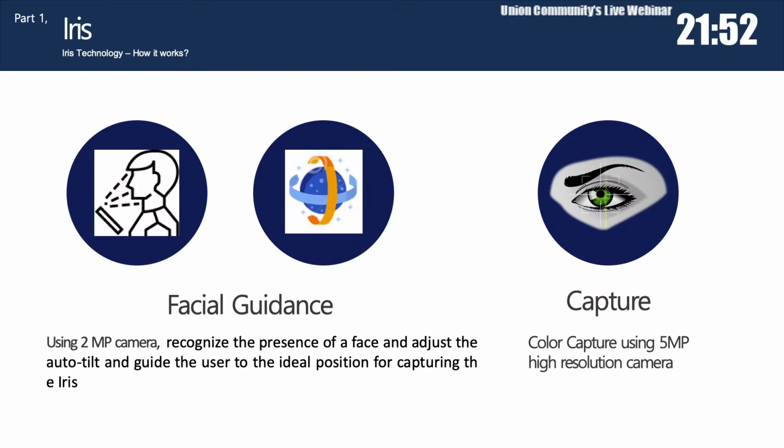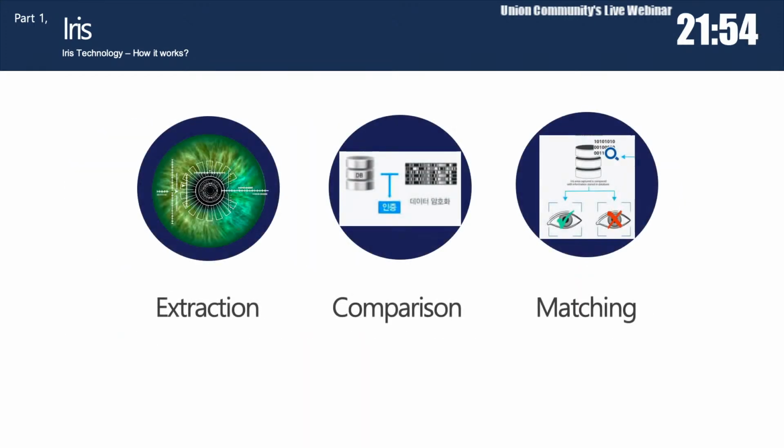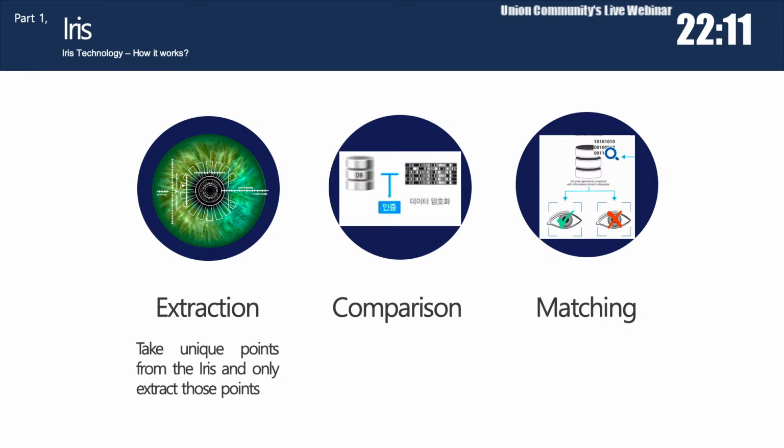And just like with the facial, the next part for the actual capturing part is the extraction into a template, and then the comparison and matching. This is all software and the algorithm part of it. And of course, as I said with the facial, the iris as well takes unique points from the iris and only extracts those unique points. It does not take anything related to the image itself.